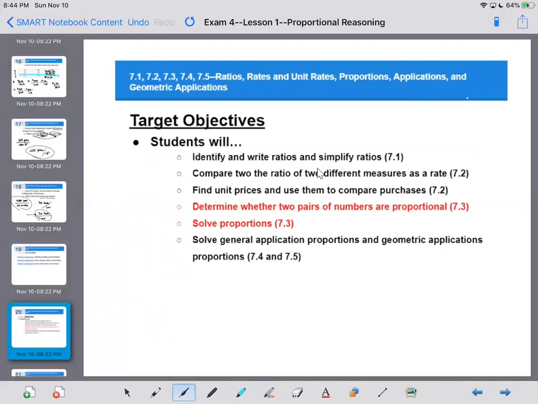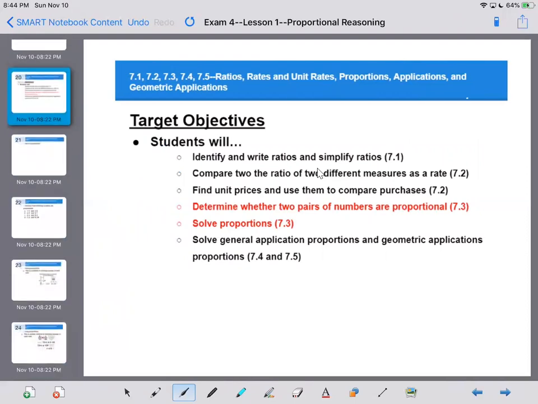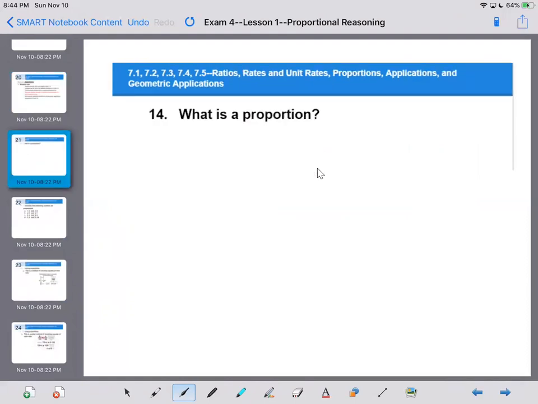All right, determining whether two pairs of numbers are proportional, and then we're going to solve proportions in these next few slides. A proportion is just comparing two ratios and showing that two ratios are equivalent. So 1/2 is equal to 5/10. Those are equivalent ratios, and those are also proportional. If you multiply 1 by 5, you get 5, and 2 times 5 is 10, so 5/10 and 1/2 we say are proportional.